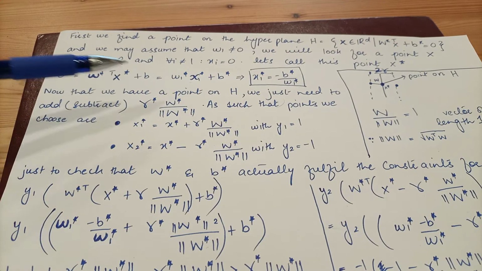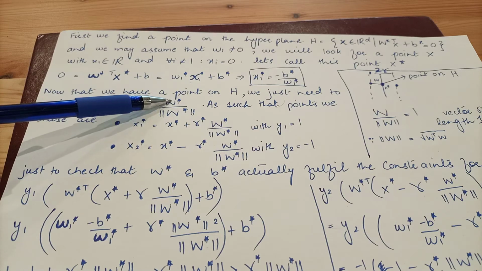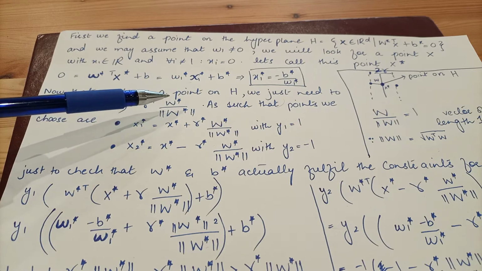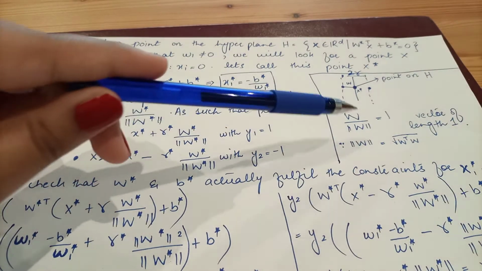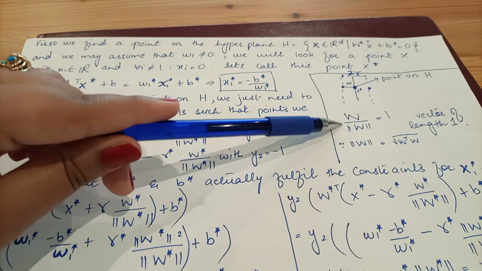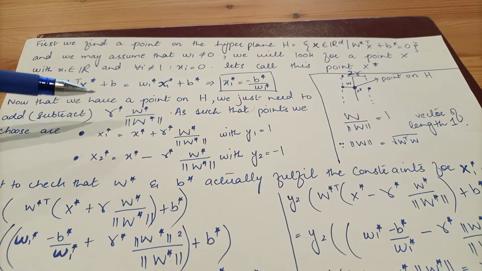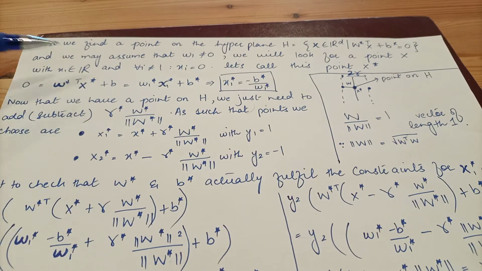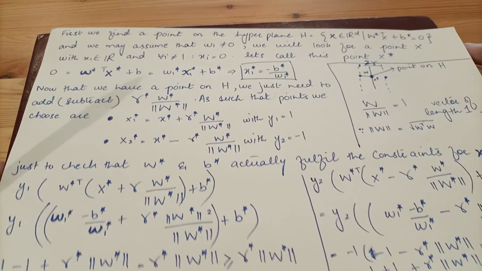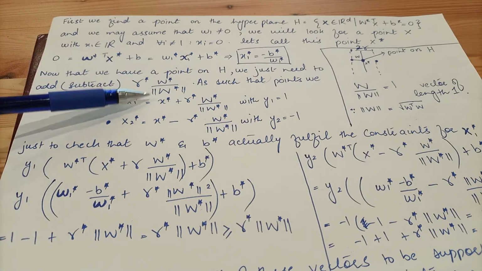Okay, now we have also assumed that the norm of the vector w is 1 in here. Okay, so we have assumed that the norm of the vector w is 1. Okay, now let's start with the rest of it. Now we have got 2 points.